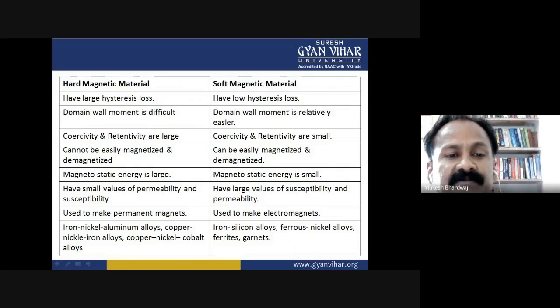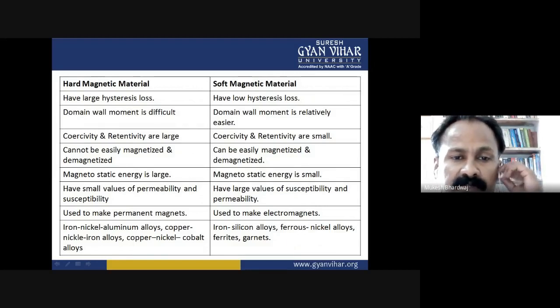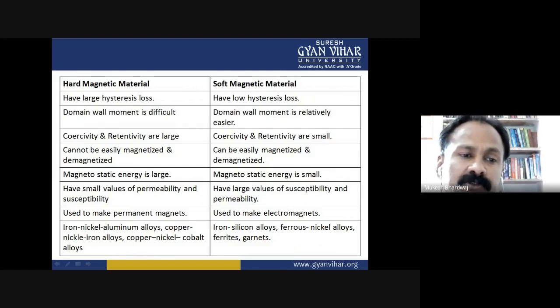Magnetostatic energy is large for hard and small for soft. Hard materials have small values of permeability and susceptibility, soft have large values of susceptibility and permeability. Hard materials are used to make permanent magnets, soft are used to make electromagnets. Iron, nickel, aluminum alloys, copper, nickel, iron alloys, copper, nickel, cobalt alloys, iron, silicon alloys, ferrous, nickel alloys, ferrites, and garnets are examples of soft magnetic material.